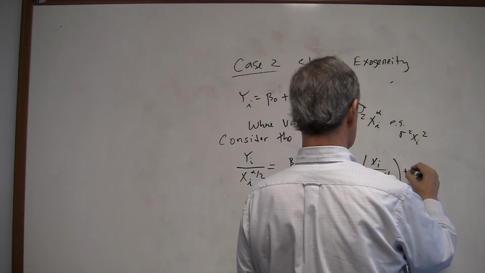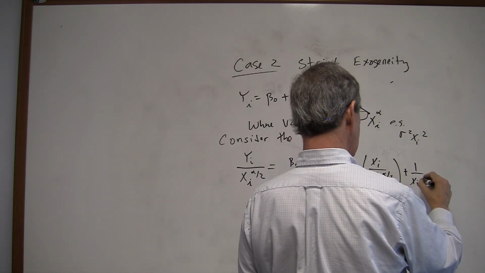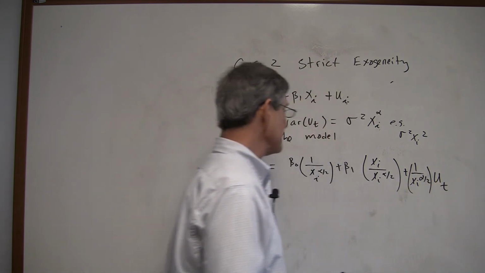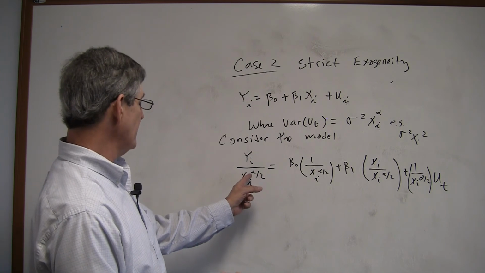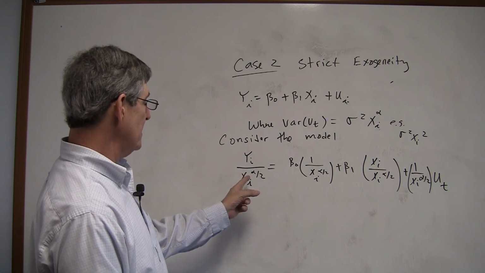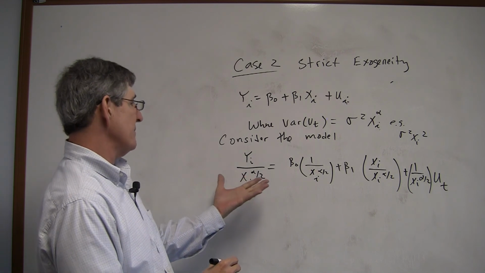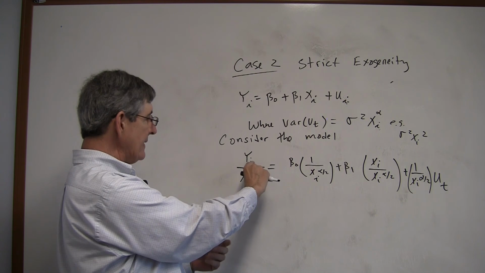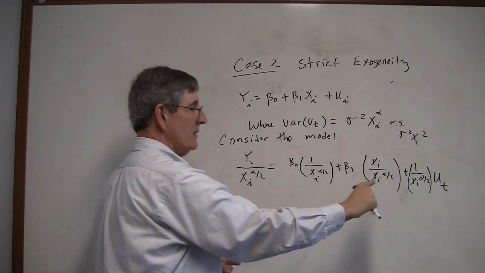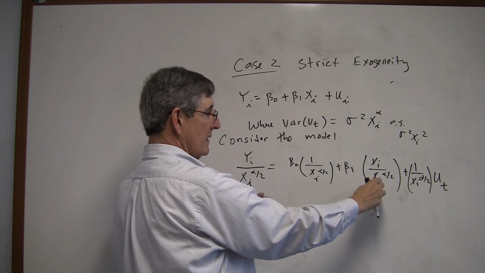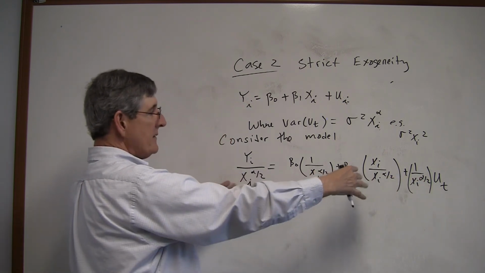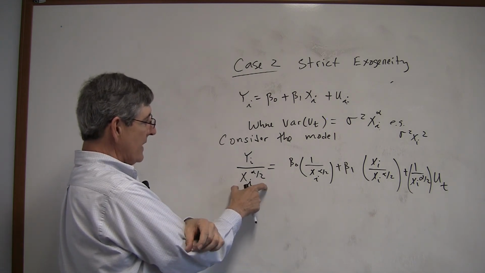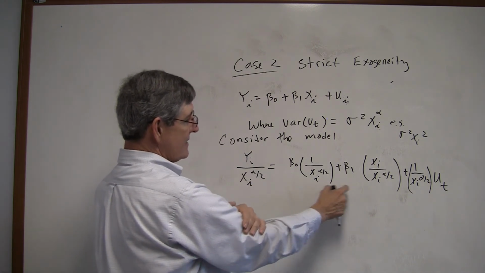Plus 1 over xi to the alpha over 2 times ut. So if we assume that alpha was 2, or 3, let's say it's 3, something like that, all I'd have to do is go into the program and create this variable, create this variable, create this variable. That's the error term. And I could run this regression and get estimates of beta 0 and beta 1. So I would generate this as my dependent variable, generate this and generate this.